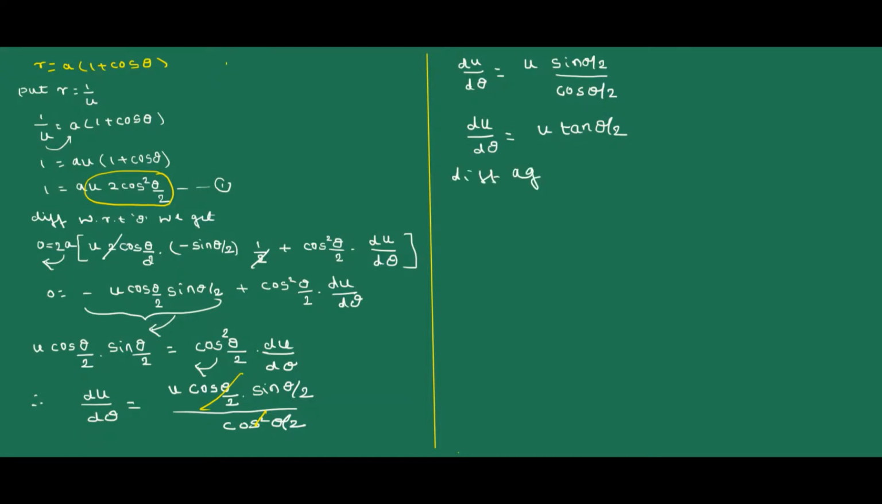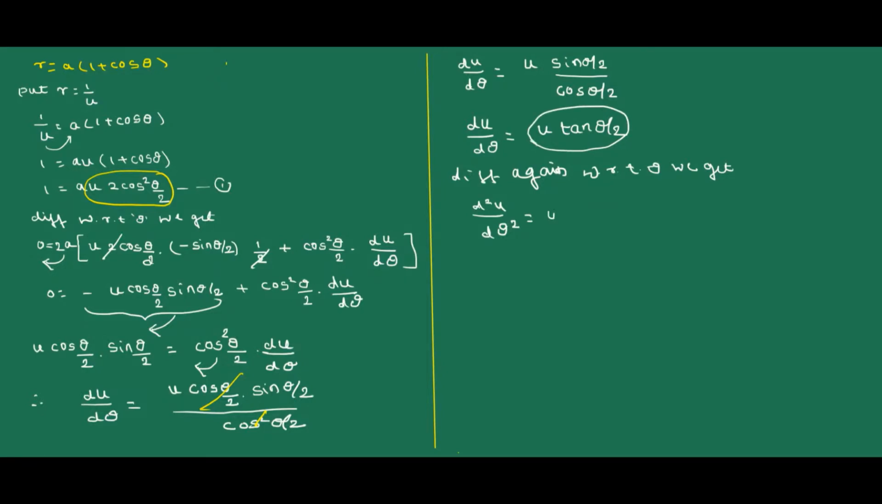Differentiate again with respect to theta. We get d square u divided by d theta square. You have to differentiate by using the product rule. You have to differentiate this u into tan theta by 2 with respect to theta.